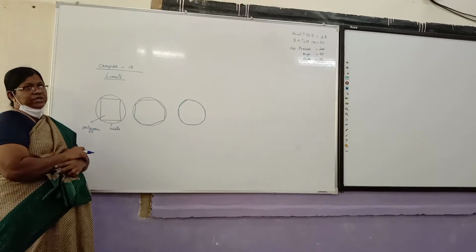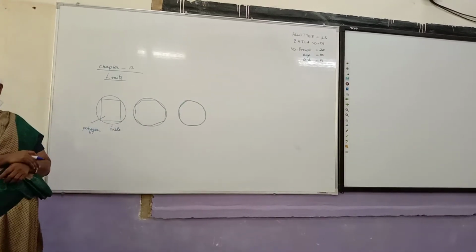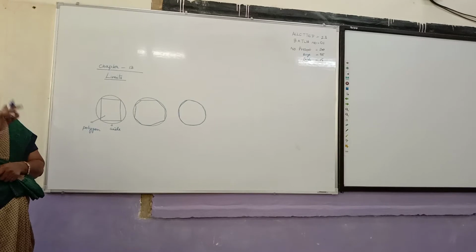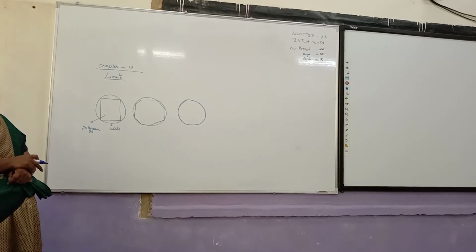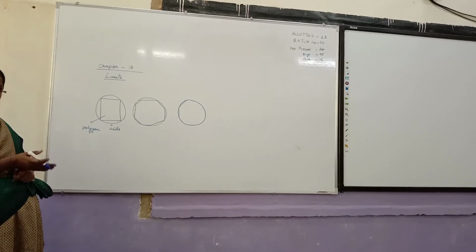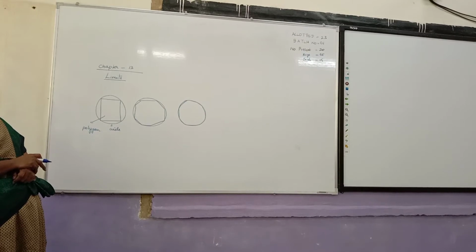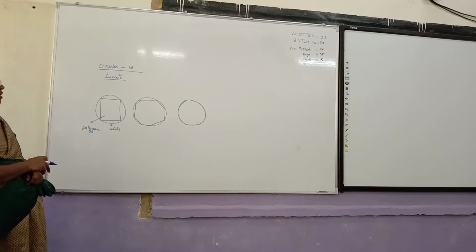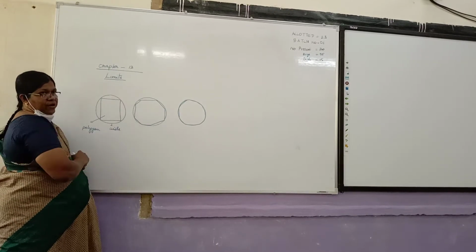At one stage, what happens? What happens to the polygon? Will it become a circle, or does it tend to become a circle? It tends to become a circle. So that is the meaning of limits.